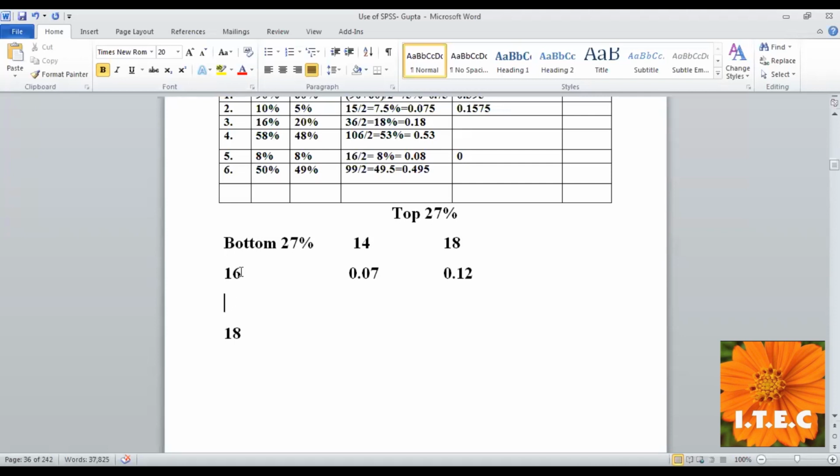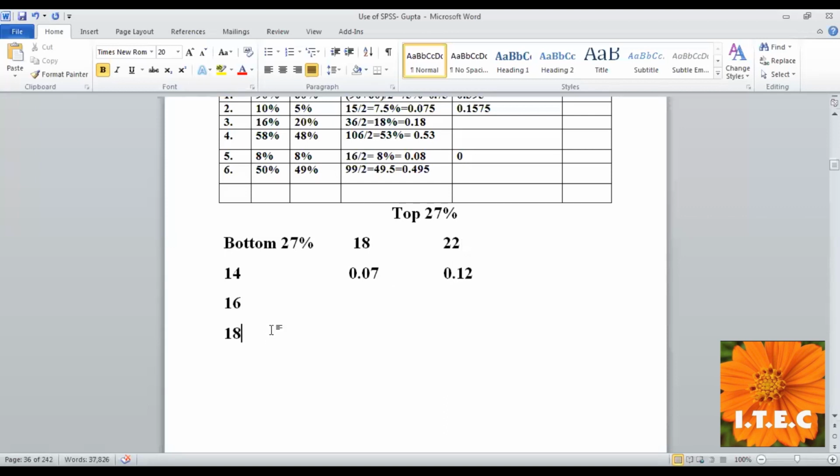Oh no, this is 14. This is 14 and this is 16. And on this side is 18. This is 18 and this is 22. So it is bottom 14 and top 18 is 0.07 and 0.